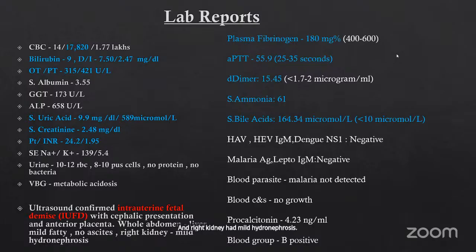Serum plasma fibrinogen was also sent. It was 180 milligram percentage, and APTT was 55.9, and D dimer was 15.45. Serum ammonia was 61. Serum bile acid 164.34, and serum HIV, IgM, dengue NS1 was negative. Malaria antigen, lepto IgM negative. Blood parasite malaria not detected. Blood culture and sensitivity was sent, and it showed no growth. Serum procalcitonin was also raised. It was 4.23, and the patient's blood group was B positive.